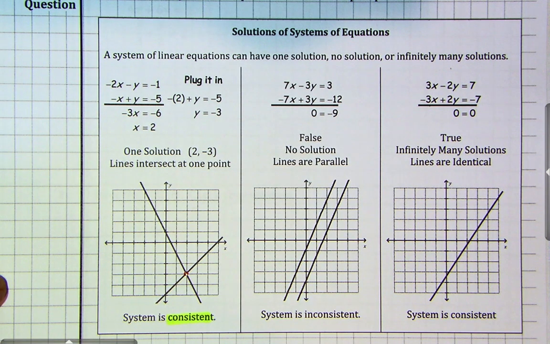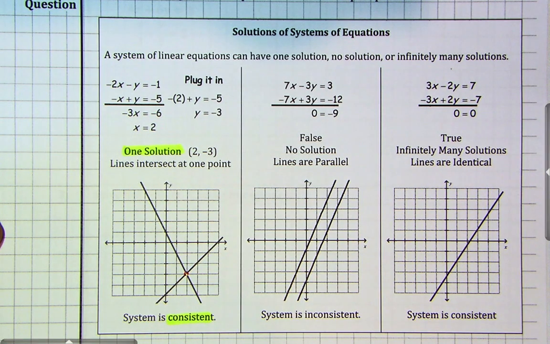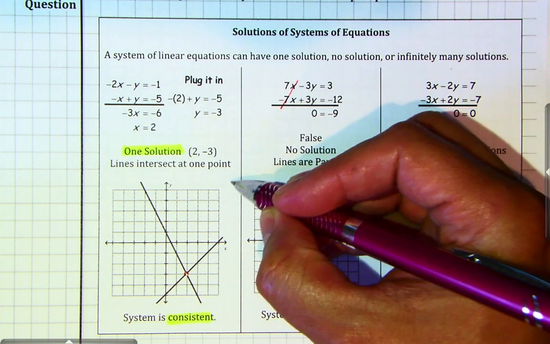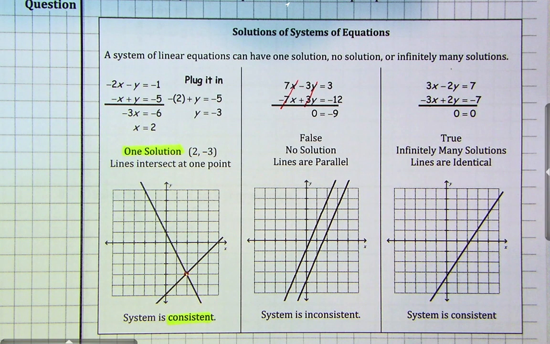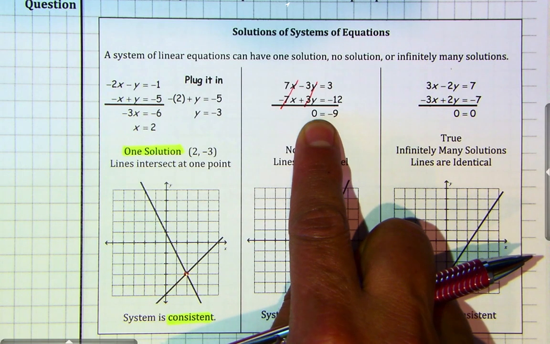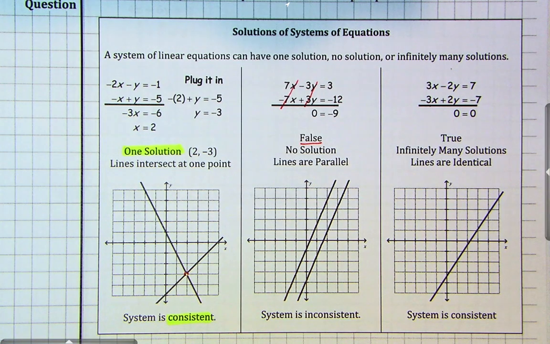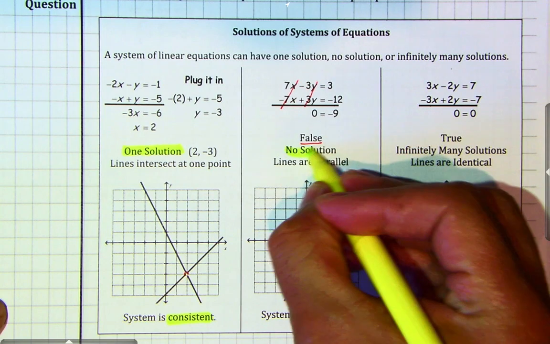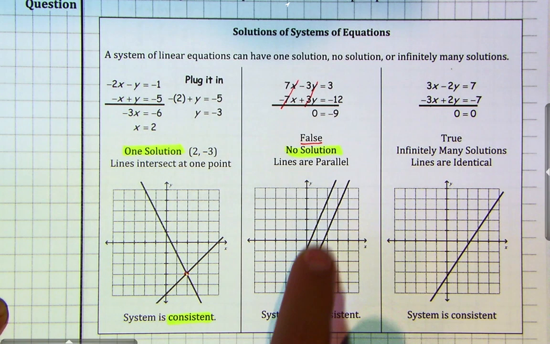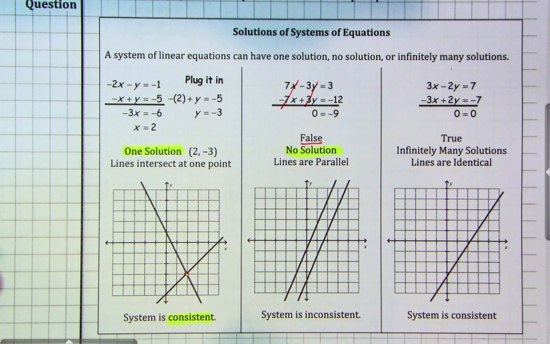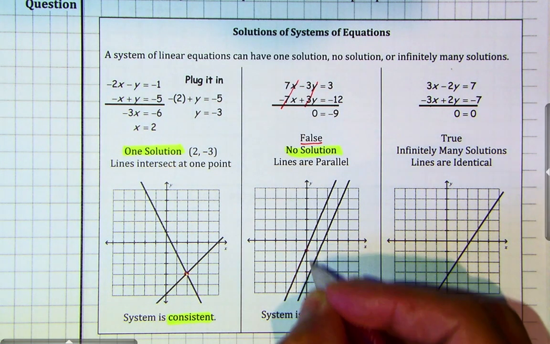It's very similar to what we covered when we solved equations in chapter 1. So we can have one solution, meaning they intersect at exactly one point. If when you solve it, your x's cancel and your y's cancel as well, and you end up with a true or false statement, in this case 0 is not equal to -9, a false statement, that means there's no solution. The lines are parallel, and if you graph them, you'll see they have the same slope but different y-intercepts.